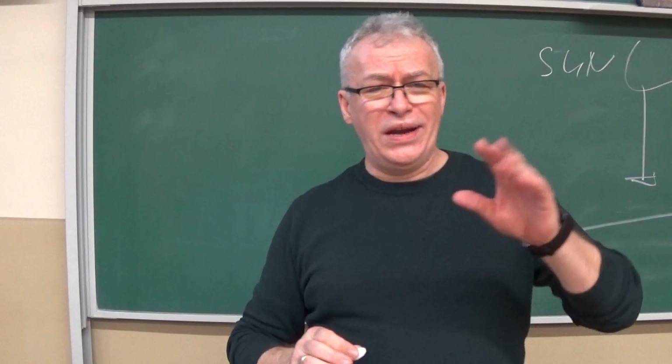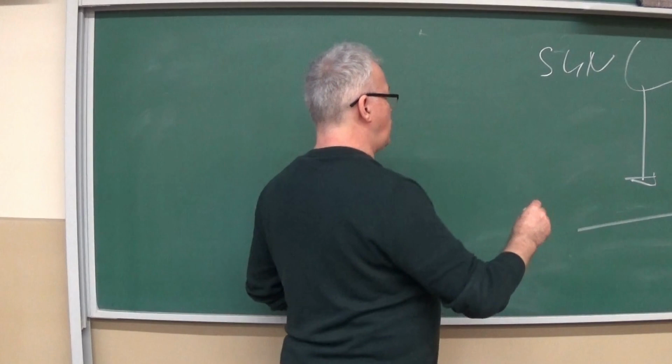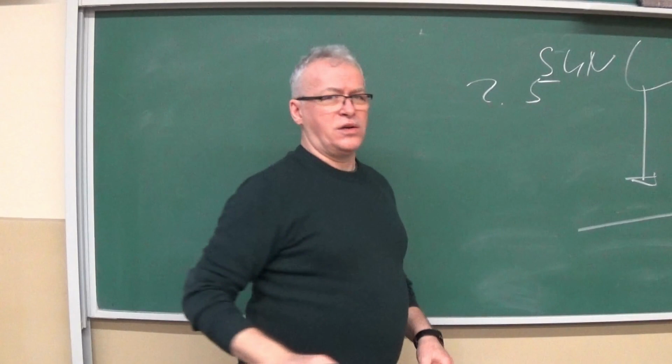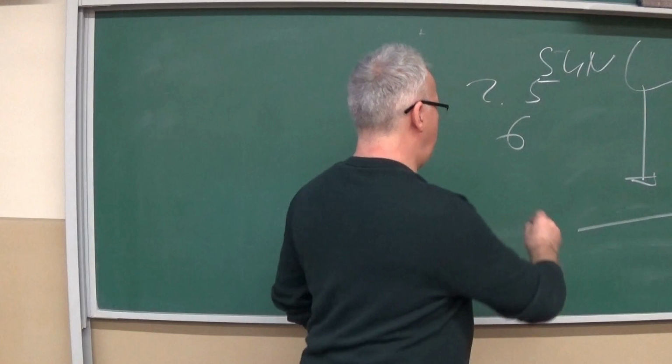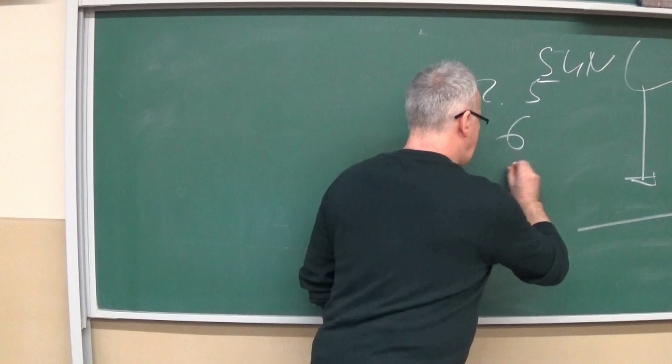Look at only one indicator: the population of the world. At the time of the Second World War, 2.5 billion. And by the end of the 20th century, 6 billion. And recently, 8 billion. This kind of huge recovery is unprecedented in human history.